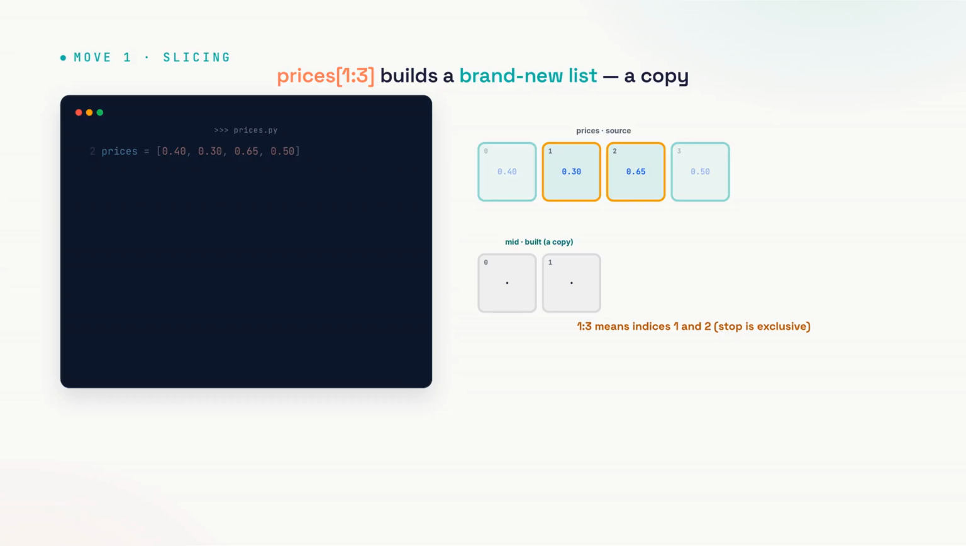We write prices sub 1:3. That means indices 1 and 2, the stop is exclusive. Python reads those two bins out, 0.30 and 0.65, and drops them into a brand new list. Slicing copies, it's O of K, where K is the slice length. You did not get a view, you got a fresh shelf.